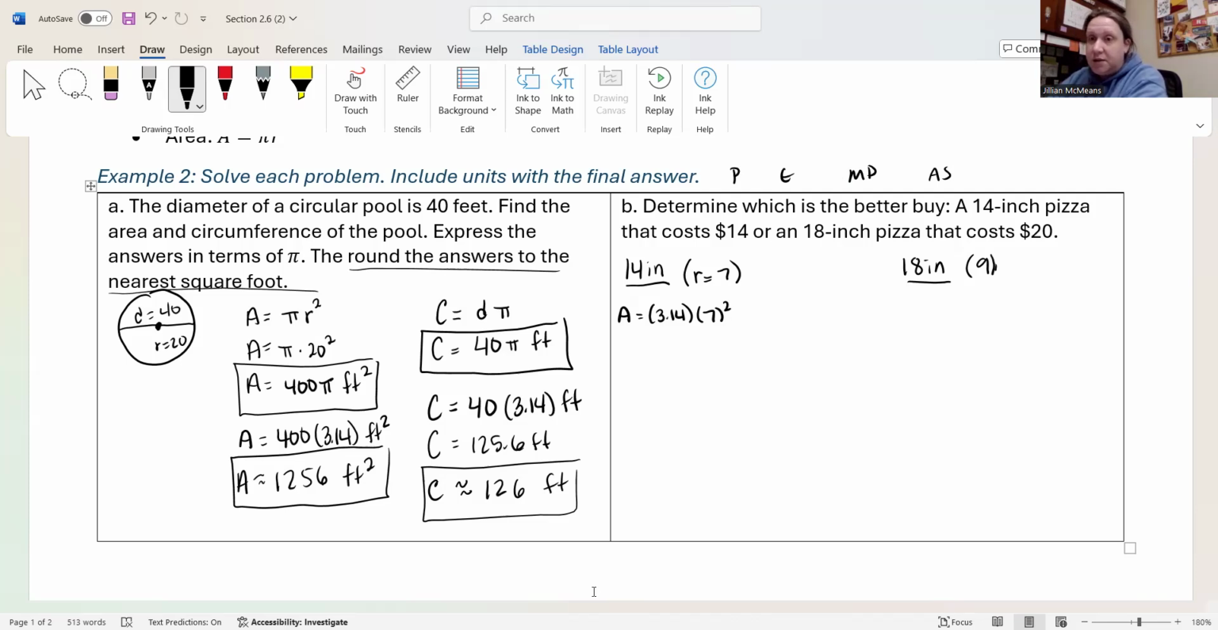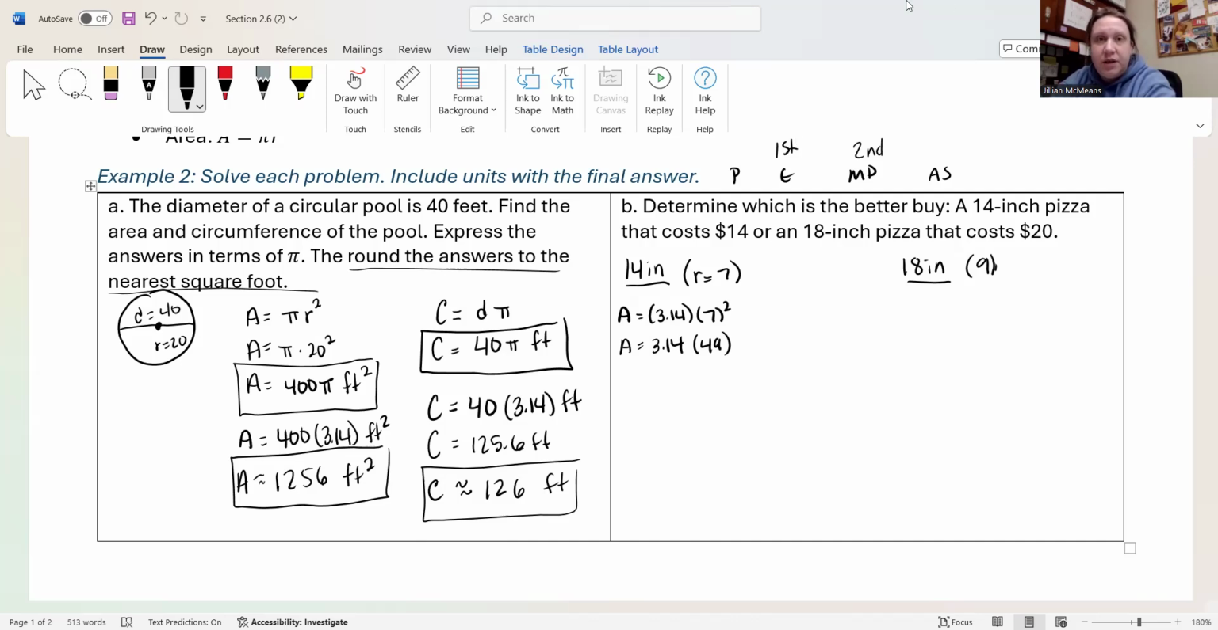Notice in PEMDAS, remember PEMDAS stands for parentheses, exponents, multiplication, division, addition, and subtraction. The exponents come first, the multiplication comes second. So make sure when you're doing your area calculations with a circle, you do the exponent first, then you do the multiplication. So that tells me that we're going to get 3.14 times 7 squared, which is 49.